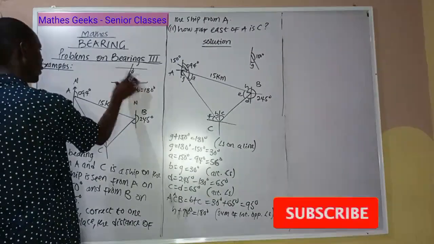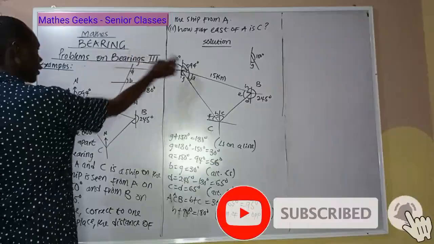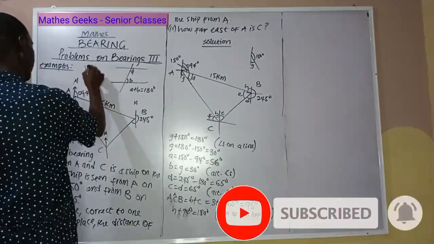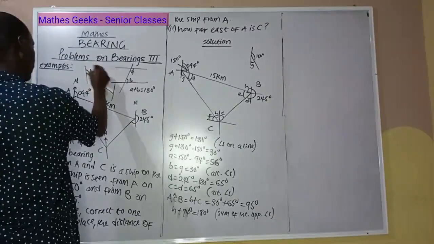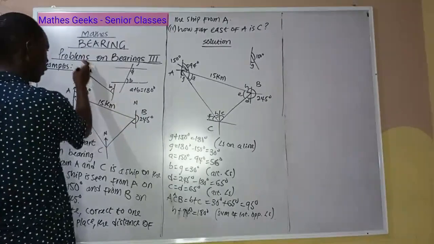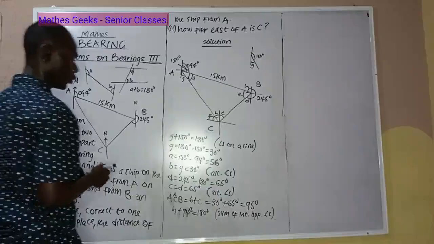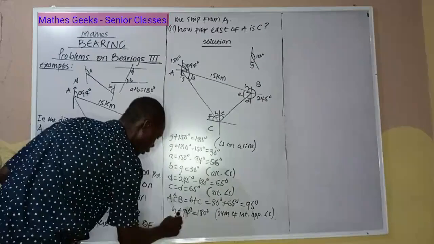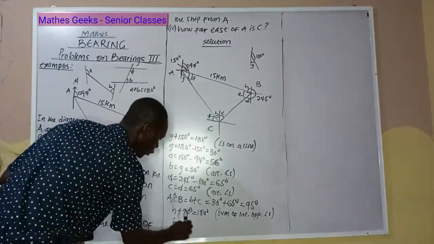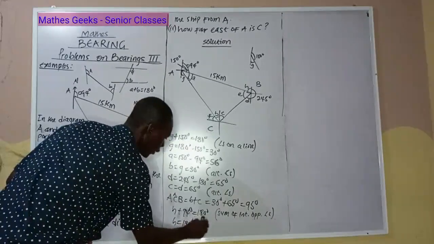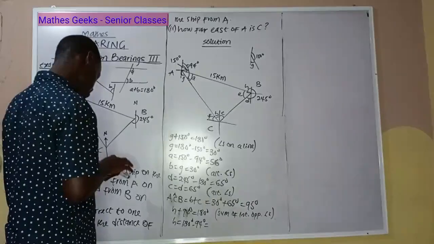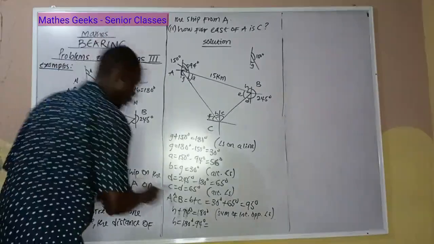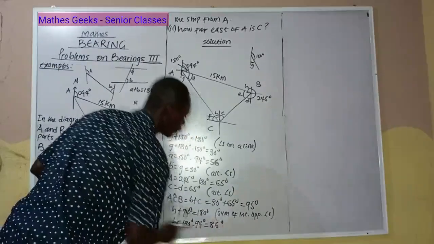Either you find them in this way, or, as in this case, you can have it like this. So you have this as A and then you have this as B. They are sum of interior opposite angles. So H plus 94 degrees, so H is equal to 180 degrees minus 94 degrees. That's 86 degrees.